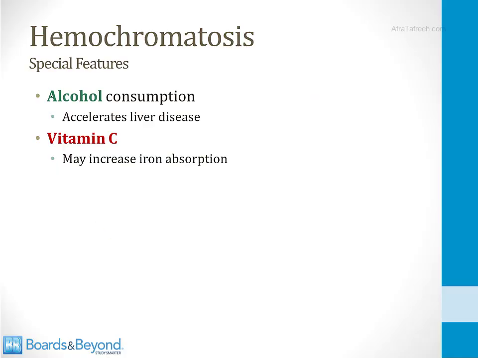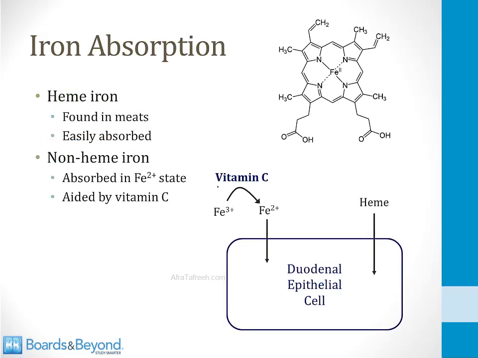Two special and high-yield features of hemochromatosis to know for Step 1. The first is that these patients should never consume alcohol because it accelerates the liver disease of hemochromatosis. And then the second thing to know is that these patients should not take extra vitamin C because that may increase iron absorption. If we go back to this slide, vitamin C converts Fe3+ iron into Fe2+, which can then be absorbed.